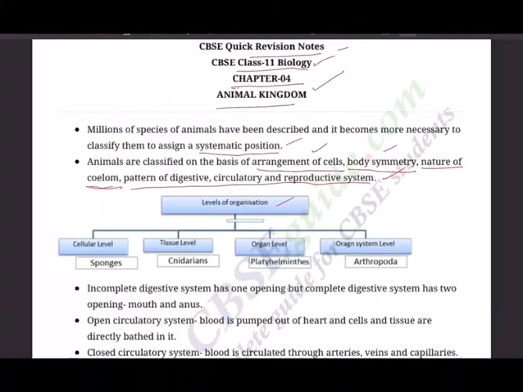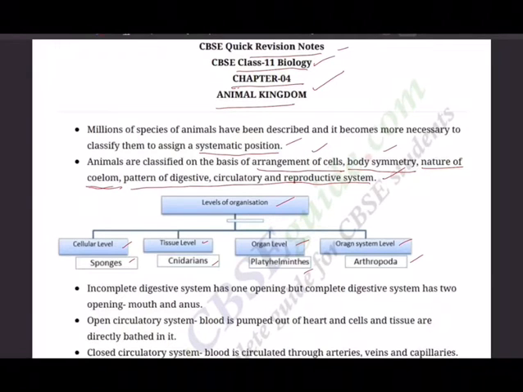So first one, levels of organization. Cellular level, sponges, for example. Tissue level, cnidarians, and we call it as coelenterata. Previously the old name is coelenterata and the new name is cnidarian. Organ level, of course, platyhelminthes, flatworms. Organ system level, arthropoda, cockroach family.